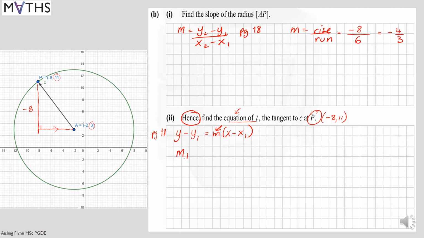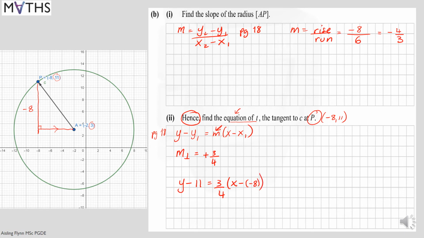The perpendicular slope to minus 4 over 3 will be the exact opposite, so upside down and inside out. So minus changes to plus, and 4 over 3 changes to 3 over 4. Now we can go ahead with our equation of the line. So y minus 11 equals 3 over 4 times x plus 8.